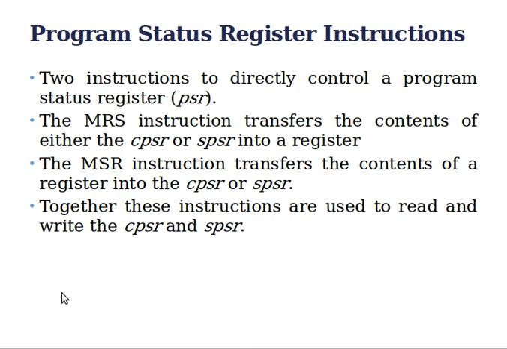Hello students, next in the ARM instruction set is the program status register instructions. As you can see, there are mainly two instructions to directly control a program status register. The first one is the MRS instruction and the second one is the MSR instruction. The MRS instruction moves the contents of either the current program status register or the saved program status register onto a register. So we are doing a read operation here.